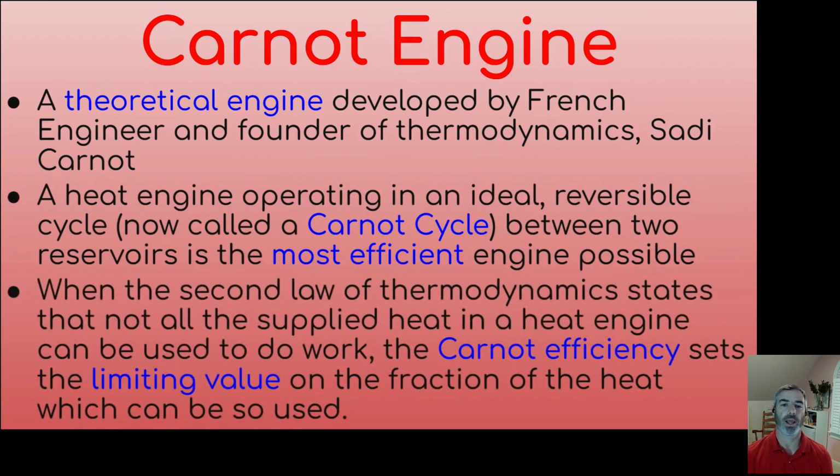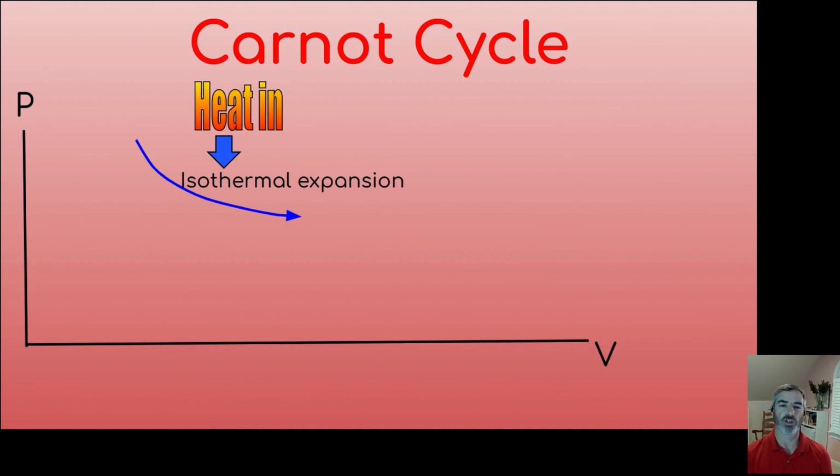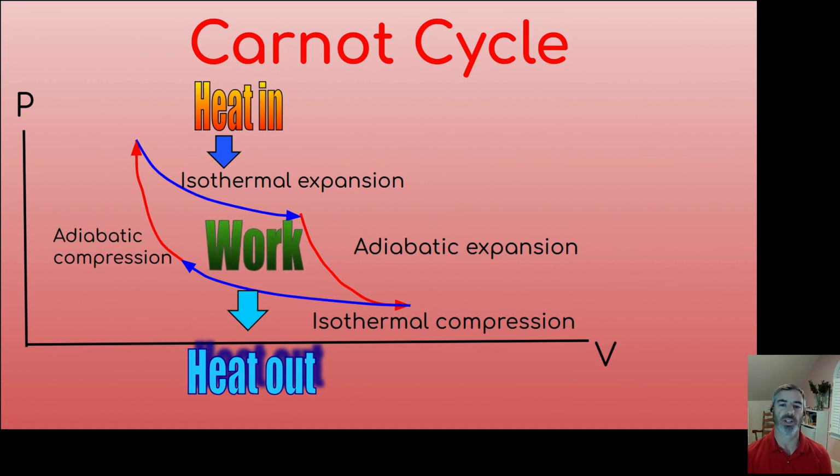And the second law of thermodynamics states that not all the supplied heat in a heat engine can be used to do work. The Carnot efficiency sets that limiting value on the fraction of the heat which can be used. So we're going to look at a Carnot cycle on a PV diagram. So we transfer heat in that causes that piston to have an isothermal expansion. Then we have an adiabatic expansion. From that process, we have an isothermal compression where the heat is transferred out. And then we have an adiabatic compression as well. And the overall area of that curve is the work that's transferred to that piston out of the system.